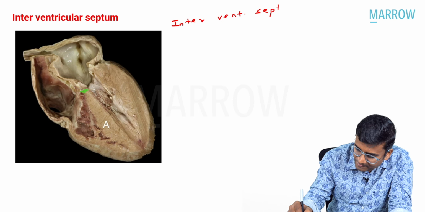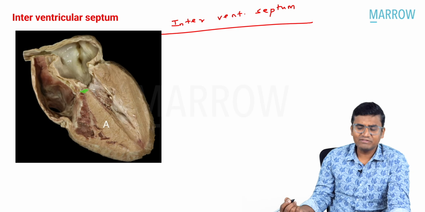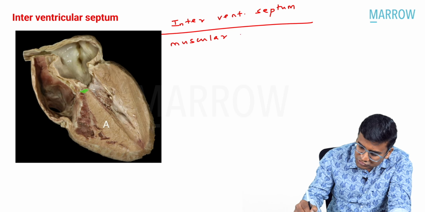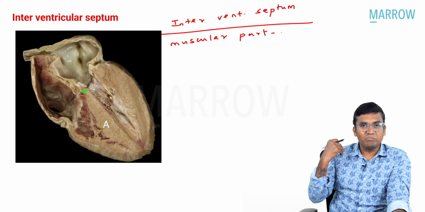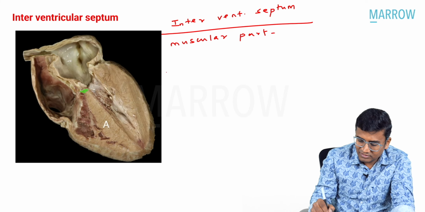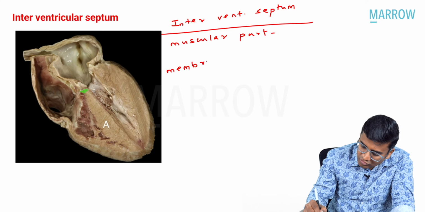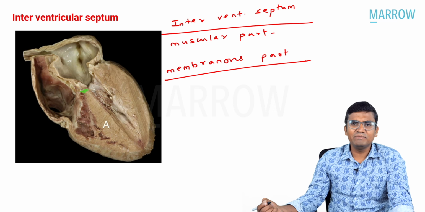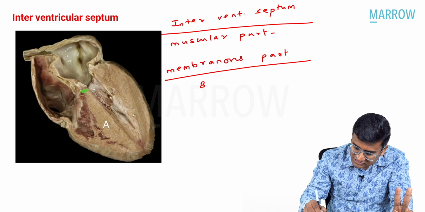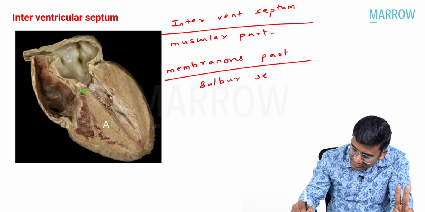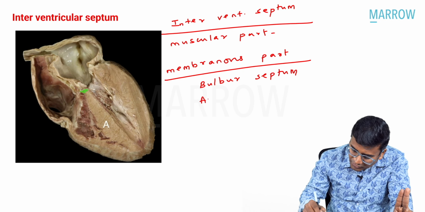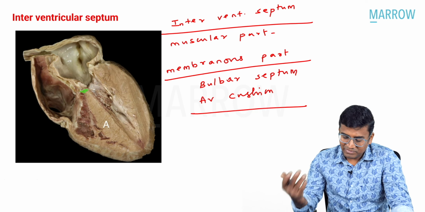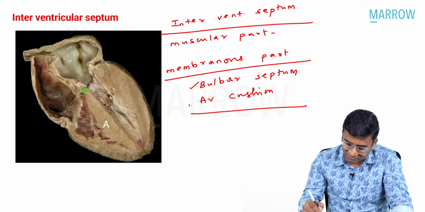So what is the blood supply of interventricular septum? Interventricular septum is having two parts. Now in the diagram, muscular part is marked. So muscular part is coming from the muscular proliferation from the base of the heart. And interventricular septum also has the membranous part. Now the membranous part is coming from two sources. Number one, bulbar septum, and number two, AV cushion or endocardial cushion.